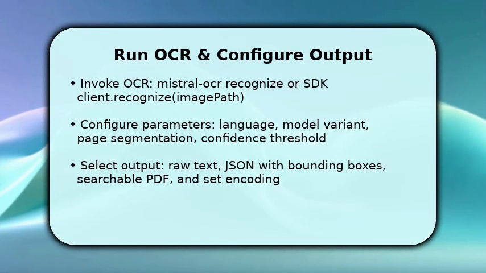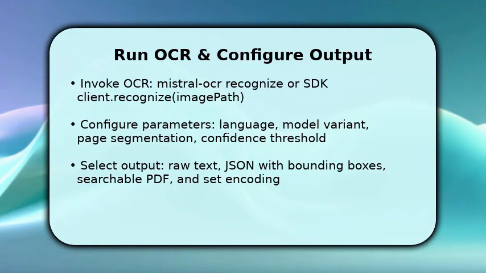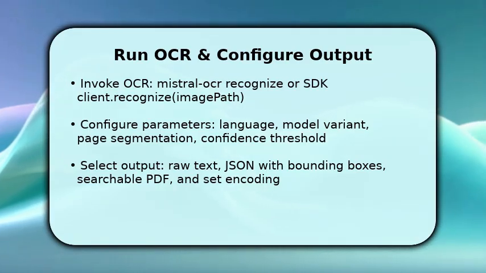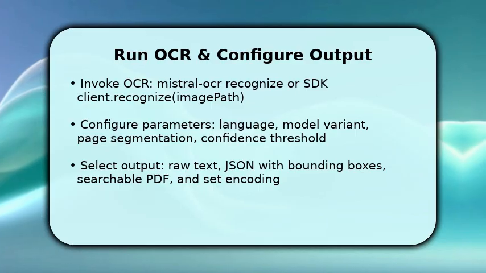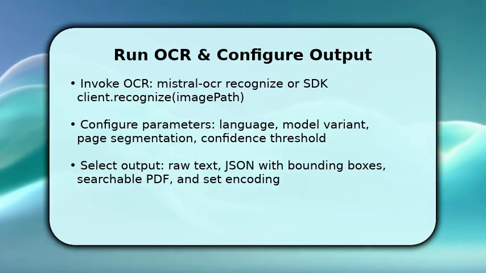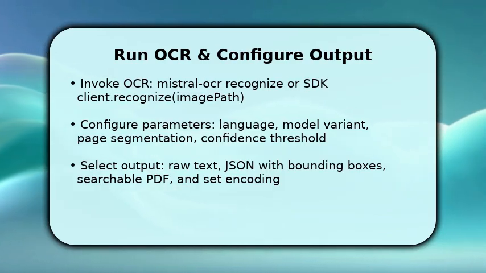You now run the recognition step and tune outputs for your use case. Use mistral-ocr recognize or the SDK client. Recognize, image path, and set language plus the model variant for faster or more accurate inference. Then adjust page segmentation and a confidence threshold so you filter low-quality tokens.